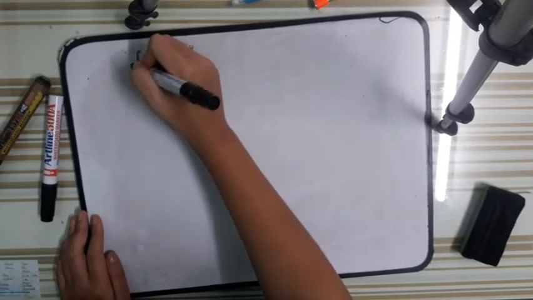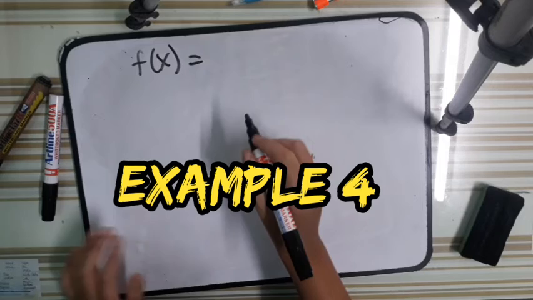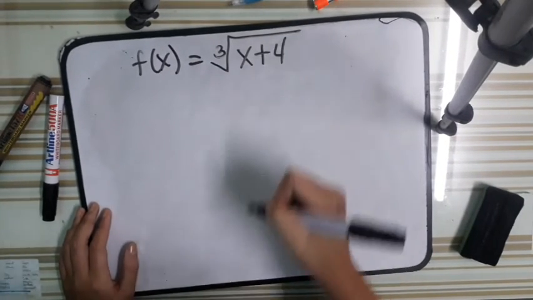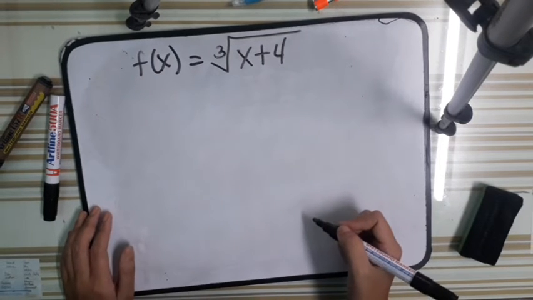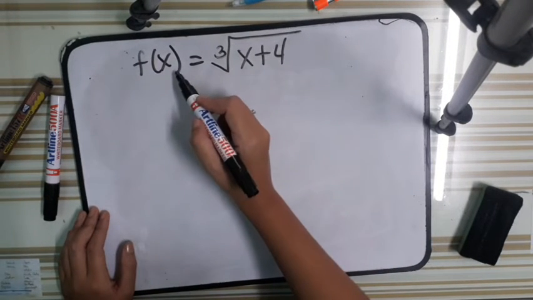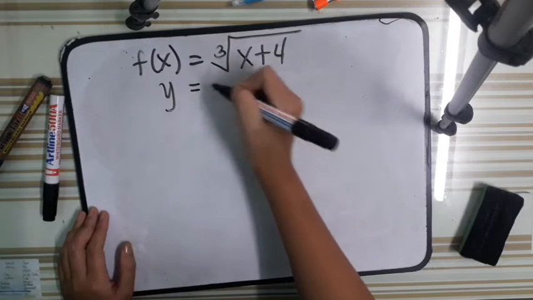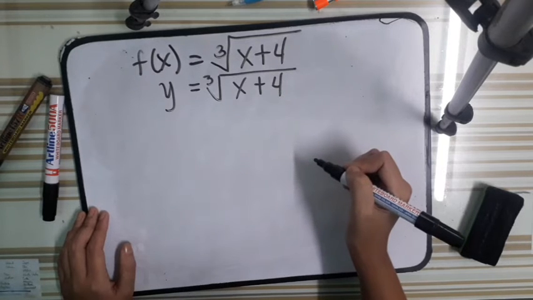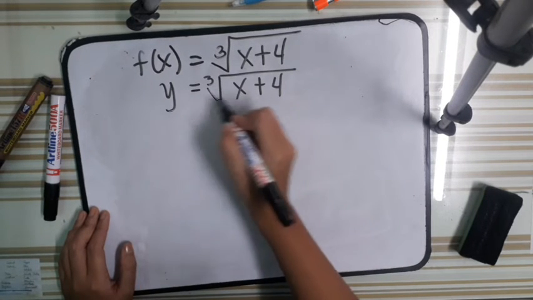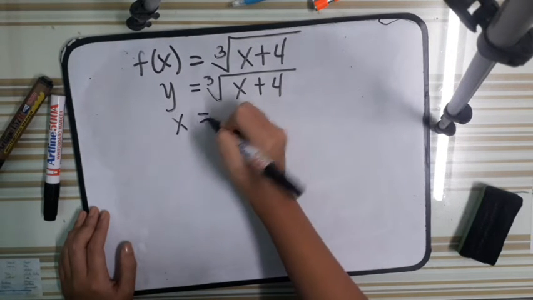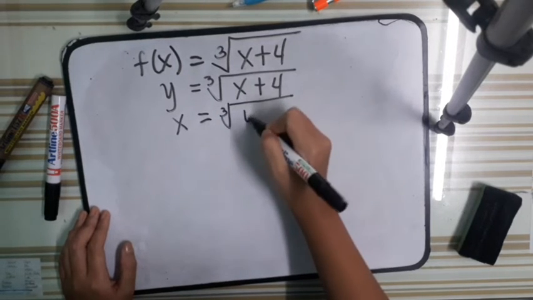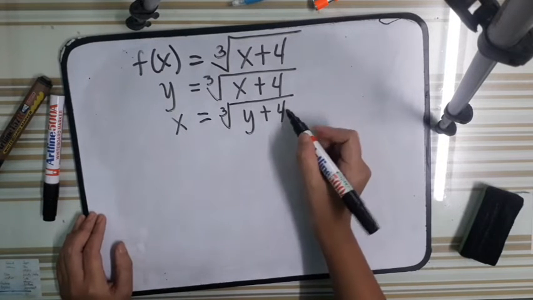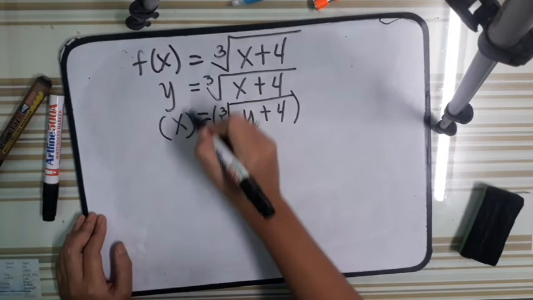Let's have f of x is equal to the cube root of x plus 4. Okay, first we need to change f of x into y. So this will become y is equal to the cube root of x plus 4. Then we switch x and y. So this will be x is equal to the cube root of y plus 4. Then cancel the radical sign. So we need to raise both sides of the equation to 3.